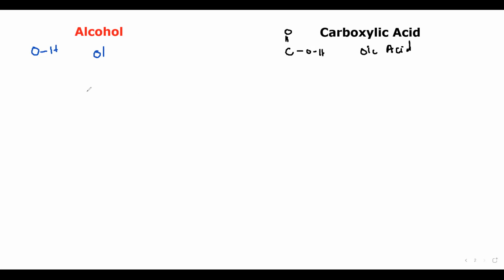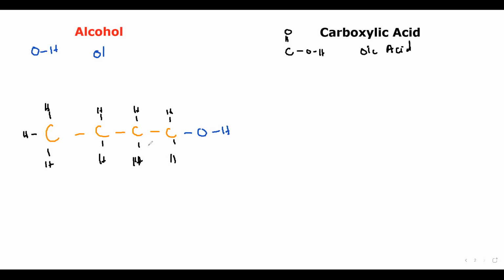So if we name 1, 2, 3, 4, and then there is an OH group. Now we have to complete the structure because this is having one bond, so this will have three hydrogen. This will have two bonds, so this will have two hydrogen. Two bonds, so two hydrogen. Two bonds, so two hydrogen. This is the structure. Now we have to name.